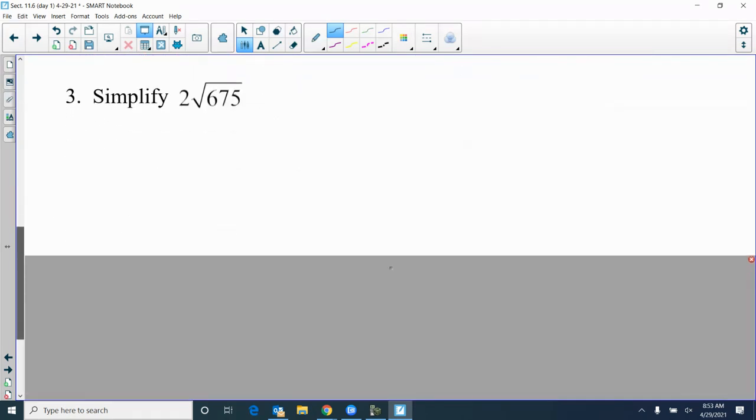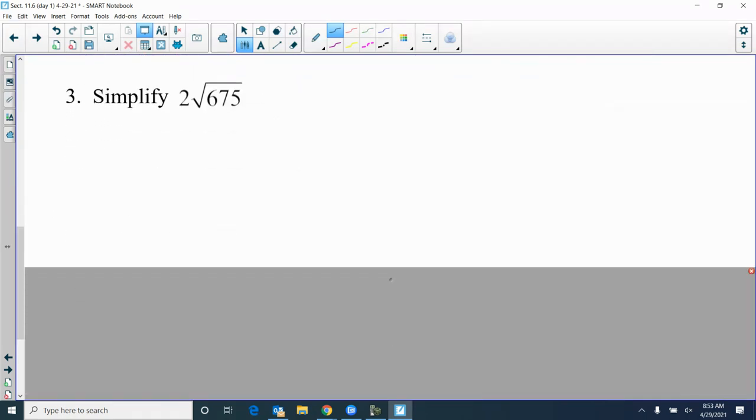Square root of 675. You got a 2 on the outside. Okay, I'll show you what to do to handle that. But all right, I'm going to figure out what 675 is. I know 5 will go into it, but check 25. Will 25 go into that? Yeah. How many times?